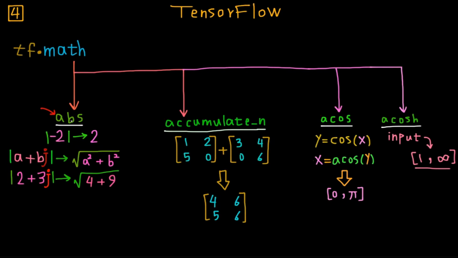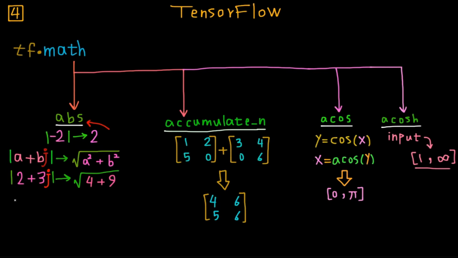Let's start with absolute function. This function computes the absolute value of a tensor. Let's say we have a tensor with just one element, which is -2. If we apply absolute value function on this tensor, this function will return a tensor with just one element as well, which is 2. The output tensor has the same type as the input tensor, and we can apply this function on a tensor of complex numbers.